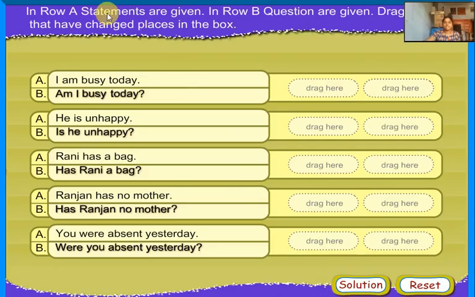In row A, statements are given. In row B, questions are given. Drag the words that have changed places in the box. I am busy today. Am I busy today? Am I? He is unhappy. Is he unhappy? Is he? Rani has a bag. Has Rani a bag?